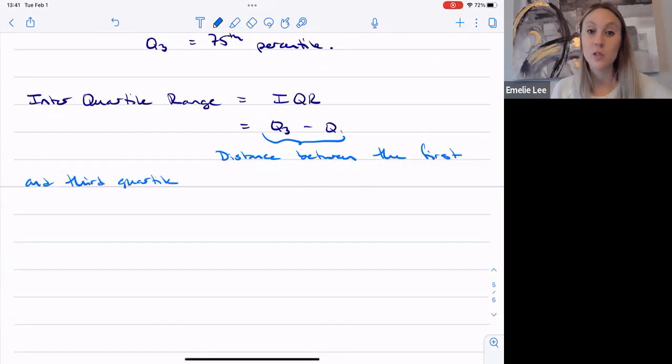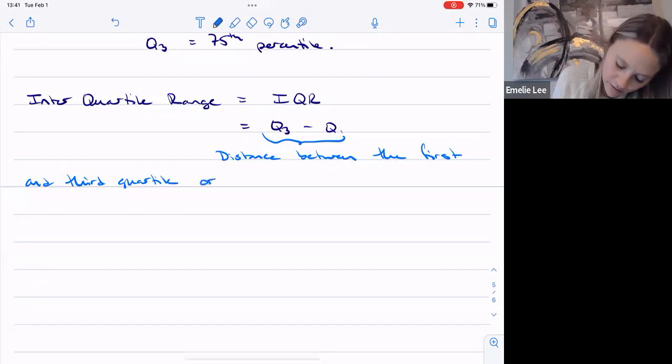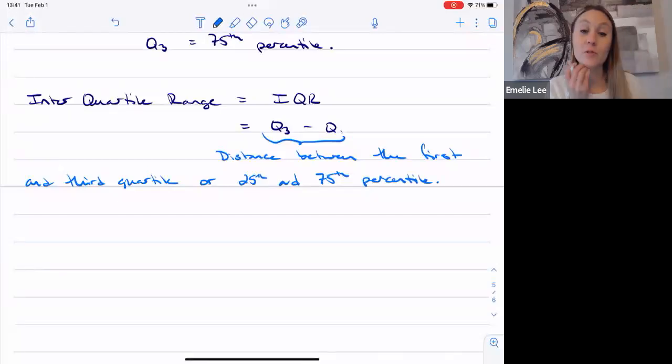How do you find the distance? Well, you take the largest value minus the smallest value, right? But usually that's the distance between the first and the third. So don't mix up the, there is no distance between the third and the first technically, right? You have to go from smallest to largest in the distance statement. But the distance between the first and the third quartile, or 25th and 75th percentile, right, those are all saying the same thing.